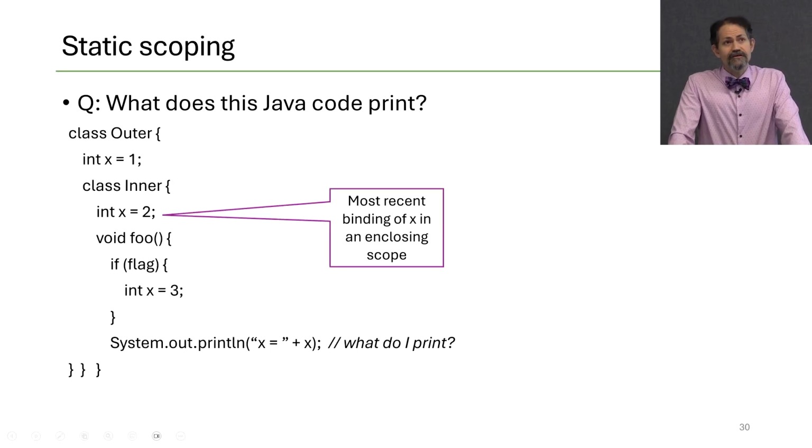So the answer in Java is that the most recent binding of x in an enclosing scope is the one that's printed. So in this case, the x from inner will be printed, and this will print the number 2. That's, in fact, the rule that's used by most programming languages.